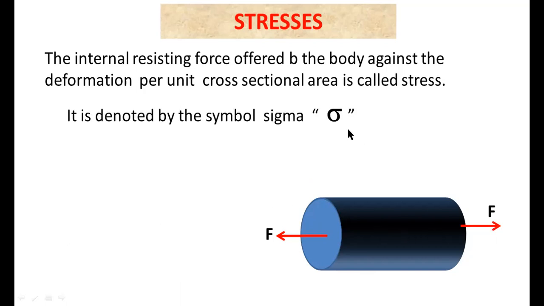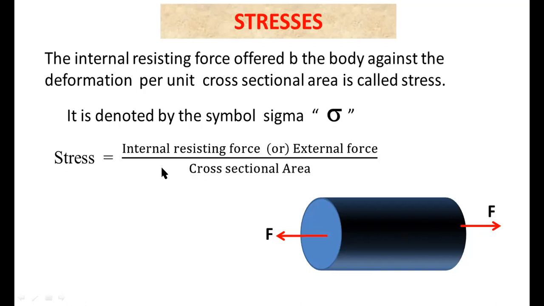So stress is denoted by the symbol sigma. This sigma is used for indicating the stress values. The formula for stress equals internal resistance force or external force F divided by cross section area. Here the cross section area of this shaft is circular. So the formula is sigma equal to F by A: direct load by cross section area is the formula for stress.